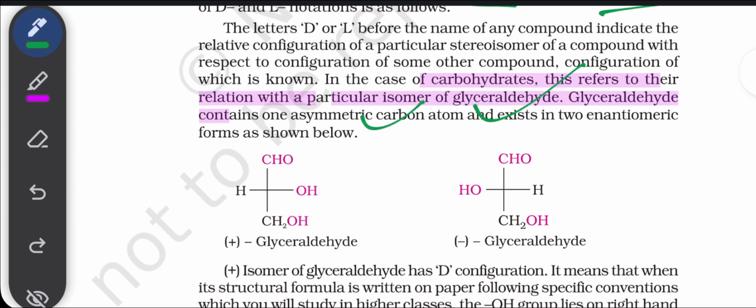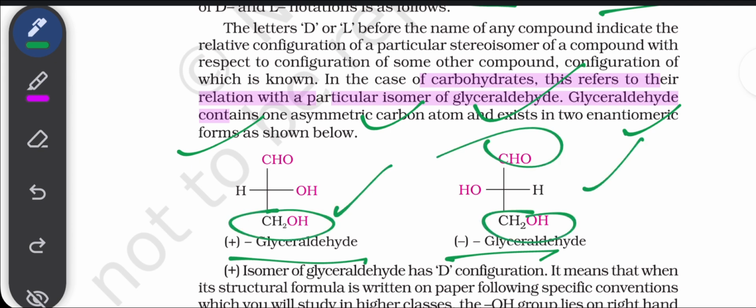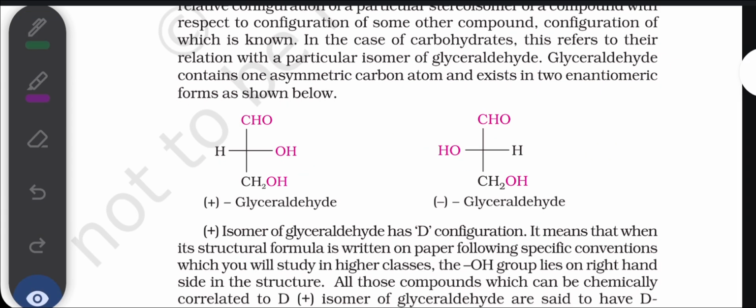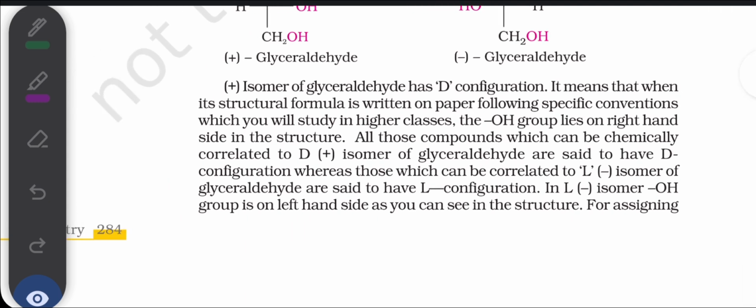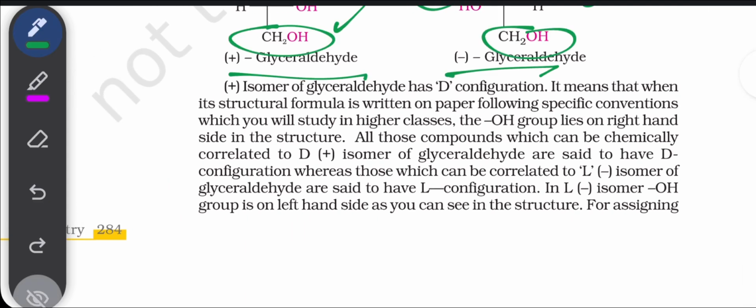Glyceraldehyde contains one asymmetric carbon and exists in two enantiomeric forms as shown. So this is glyceraldehyde, plus and minus. This is dextro and this is levo, with CH2OH, CHO, and one OH on the right in one, and here it is on the left side. Now, the plus isomer of glyceraldehyde has D configuration.